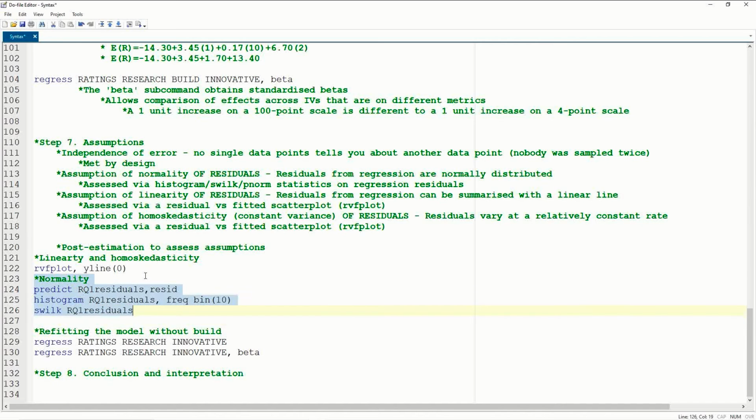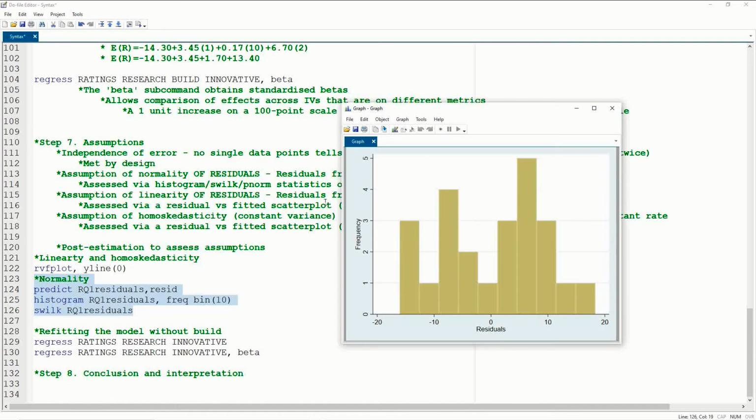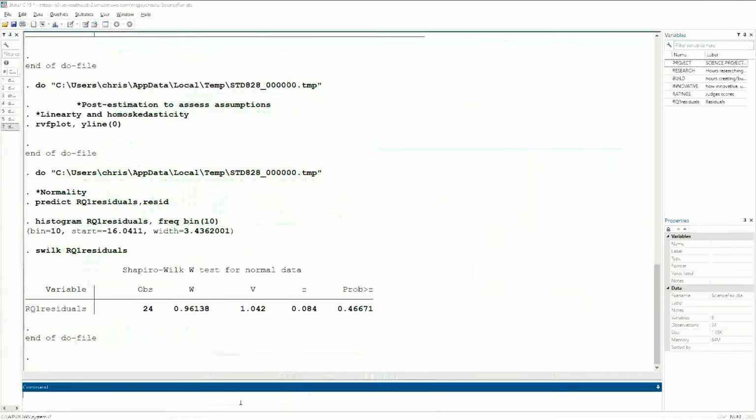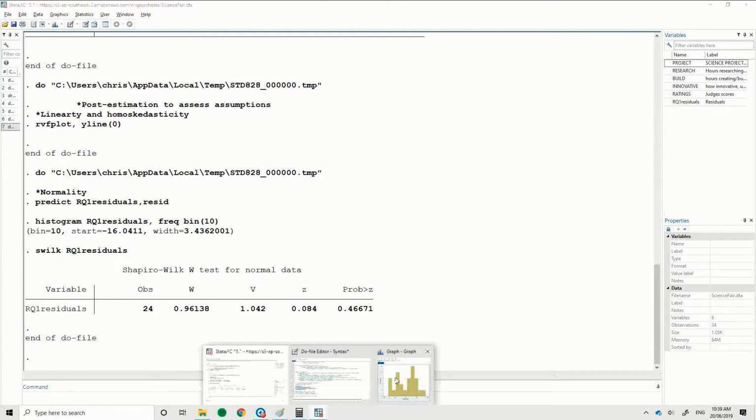Then if we look at normality, we can see it almost looks like a bimodal distribution again, or you might say that really it looks a bit like it's negatively skewed. It doesn't look too bad. If we look at the Shapiro-Wilk, Shapiro-Wilk comes up non-significant as well. So I'd be happy with this.